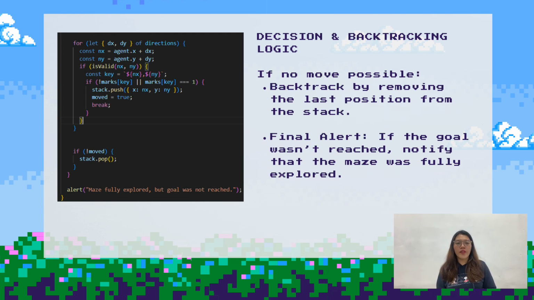If none of the directions lead to a valid move, we backtrack by removing the last cell from the stack. This backtracking ensures that the agent doesn't go in circles and revisits only when necessary, just like how Tremaux's algorithm works in real mazes. Finally, if the loop ends and the agent hasn't reached the goal, we display an alert saying the maze was fully explored, but the goal wasn't found.